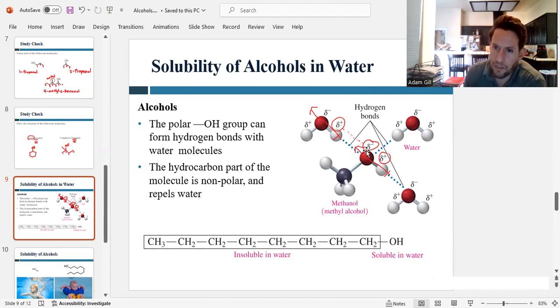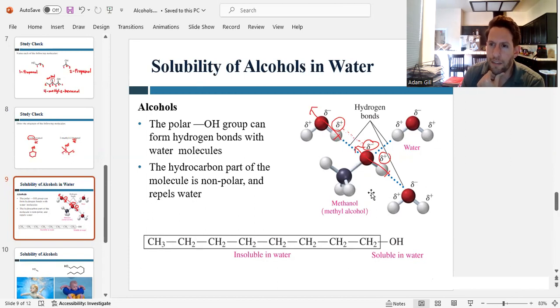And because alcohols have the OH group and waters have an OH group, they can hydrogen bond together, and they tend to mix well. That's why you can have something like vodka, which is 40% alcohol and 60% water, but they completely mix. This is because they're hydrogen bonding together.